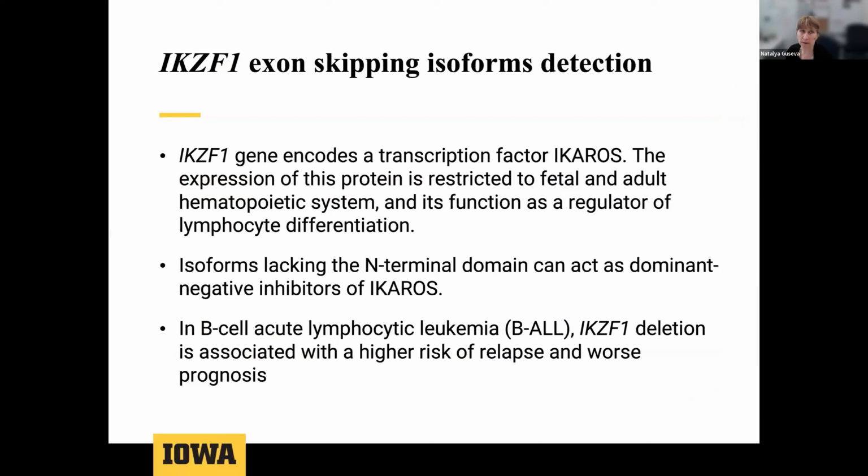This panel could detect IKZF1 exon skipping. The IKZF1 gene codes for the transcription factor Ikaros, and the expression of this protein is restricted to fetal and adult hematological systems. Isoforms lacking the N-terminal domain can act as a dominant negative inhibitor of Ikaros, and in B-cell acute lymphoblastic leukemia, IKZF1 deletion is associated with a high risk of relapse and worse prognosis. And our research group was interested in detecting these specific isoforms.